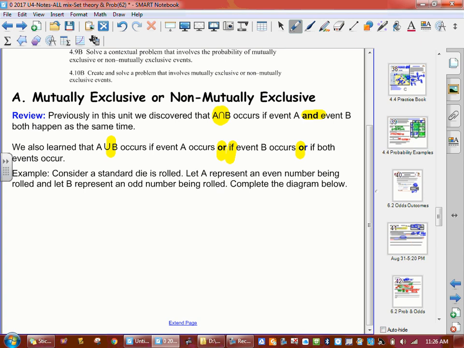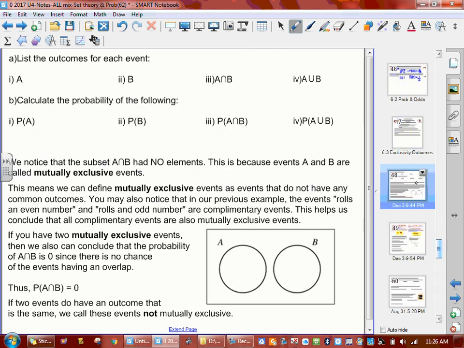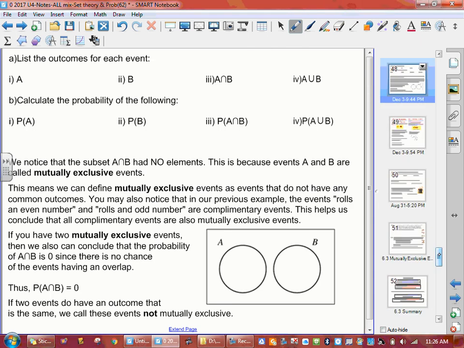Now, we're going to consider a standard die. We're going to let event A be an even number, and event B be an odd number. So, we want to complete the diagram that we've got down below. We want to list the outcomes. What are the even outcomes on a die? 2, 4, 6. What are the odd outcomes on a die? 1, 3, 5. Good. So that's what it wants us to list up here.